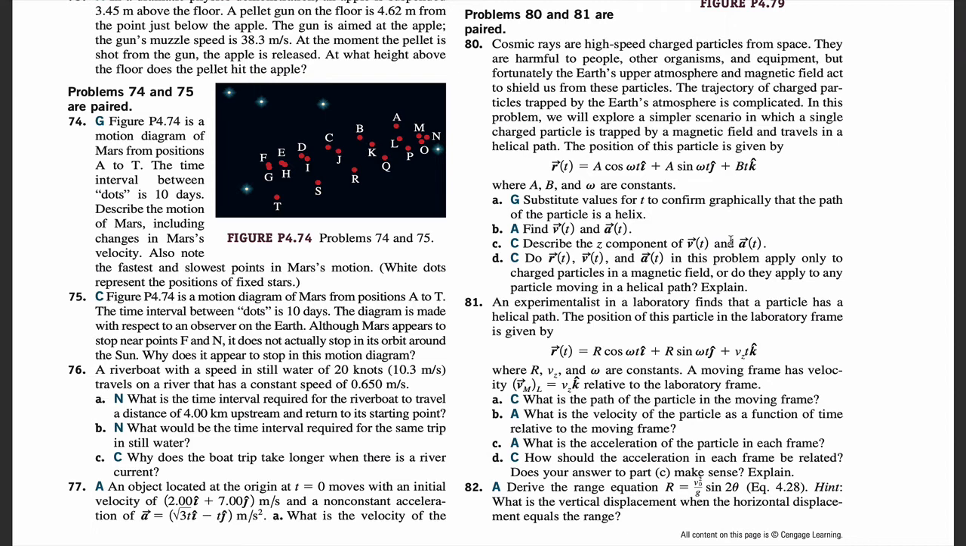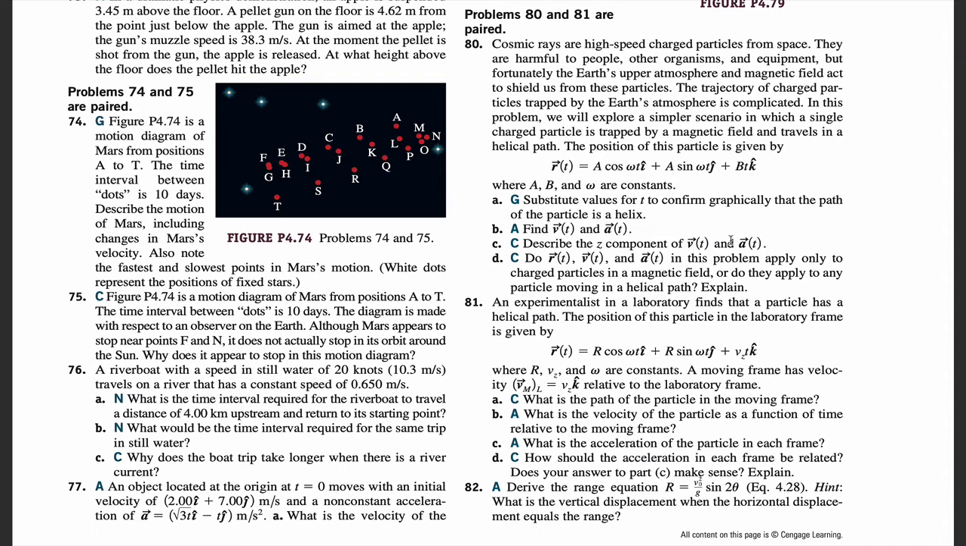Cosmic rays are high-speed charged particles from space. They are harmful to people, other organisms, and equipment. Fortunately, the Earth's upper atmosphere and magnetic field act to shield us from these particles. The trajectory of charged particles trapped by the Earth's atmosphere is complicated.